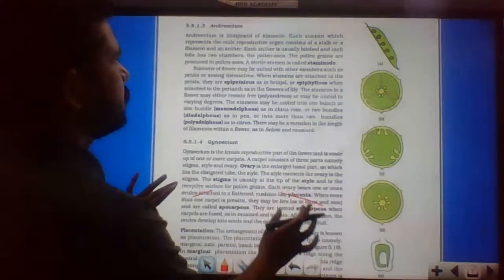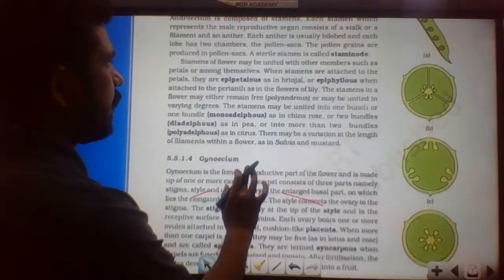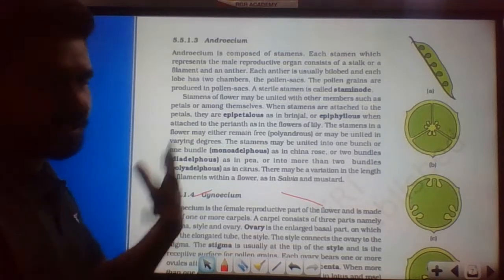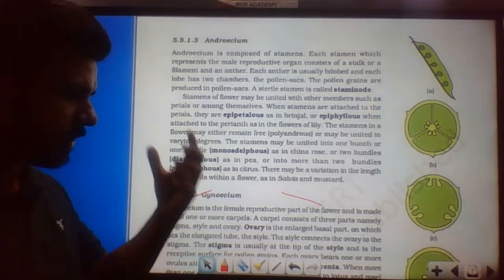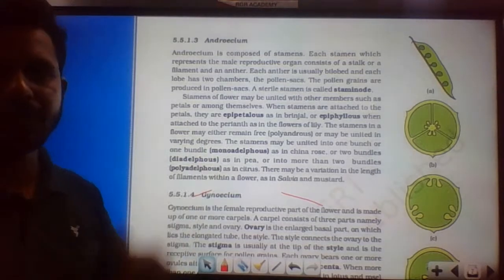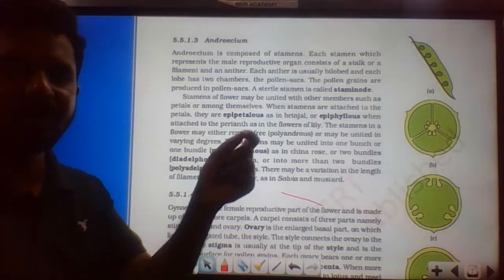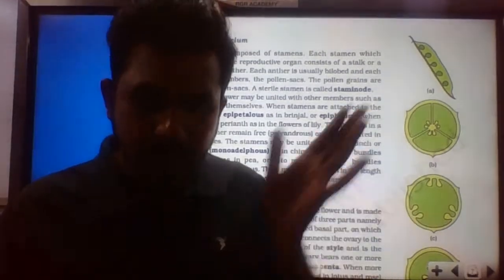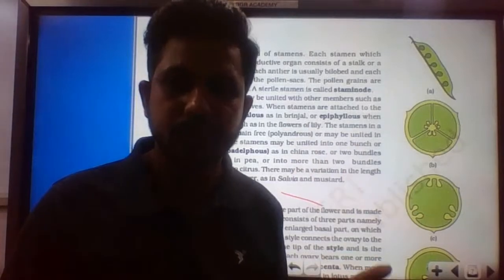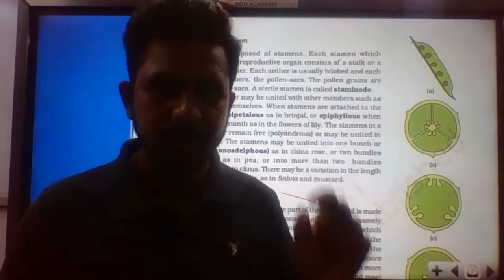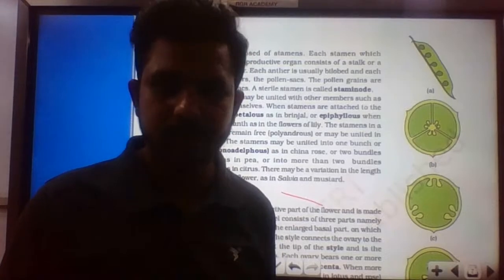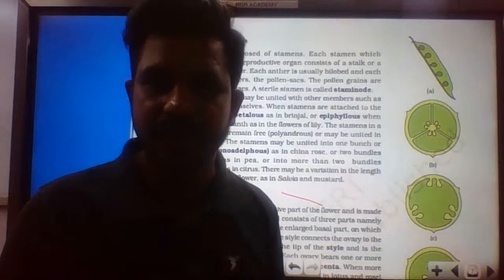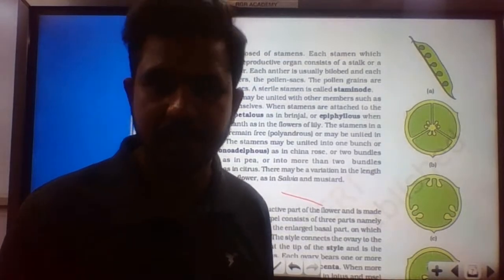Androecium is the male reproductive organ, which consists of stamens. In a single stamen, we can see two structures: one is the filament, another is the anther. In a typical angiosperm, the anther is bilobed, which consists of four microsporangia, known as pollen sacs, where pollen grains are synthesized.